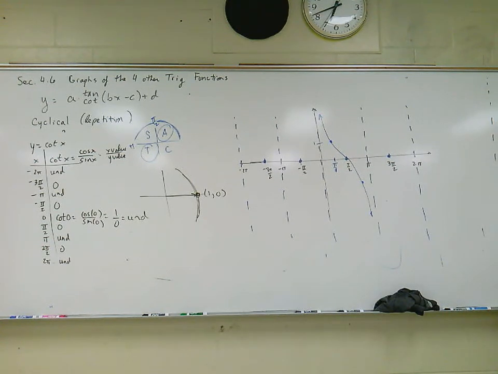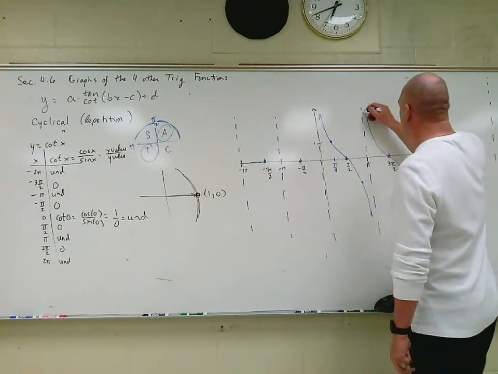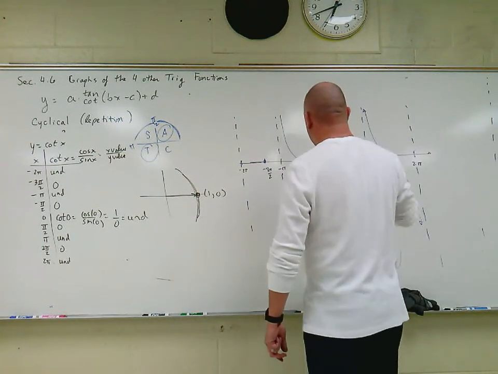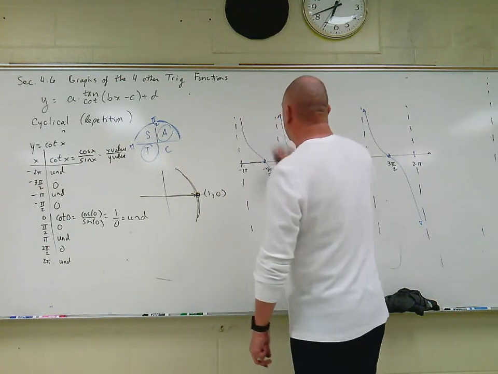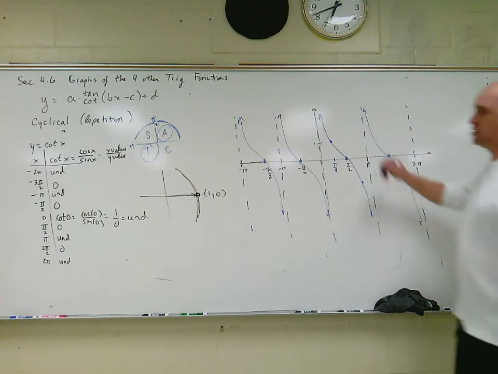Reverse, flipped, right? Decreasing. So we're just gonna repeat that over and over again. There you go. That is your cotangent graph. This is cotangent.